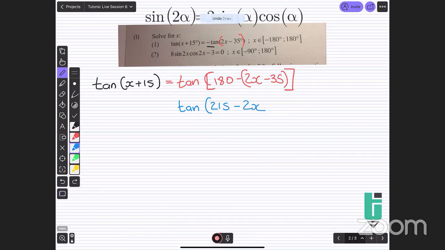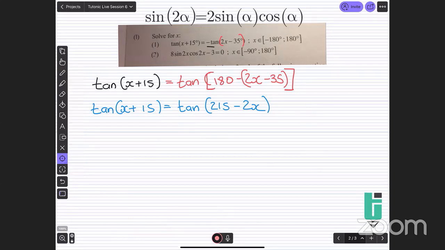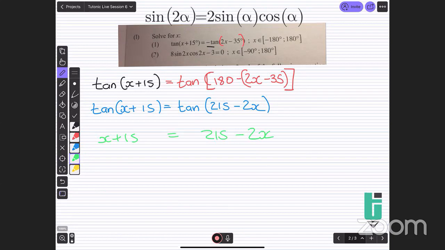Right, okay. And then what did you do from there? And then I didn't write the whole tan thing, I just wrote the angles. I don't know if it's fine. Then I took the 2x over to the left hand side. Okay, so you can't do that yet, because this is within tan. But do you guys agree that because tan of this equals tan of that, this must be equal? Yep. So then you can say x plus 15 equals 215 minus 2x, plus 360k.